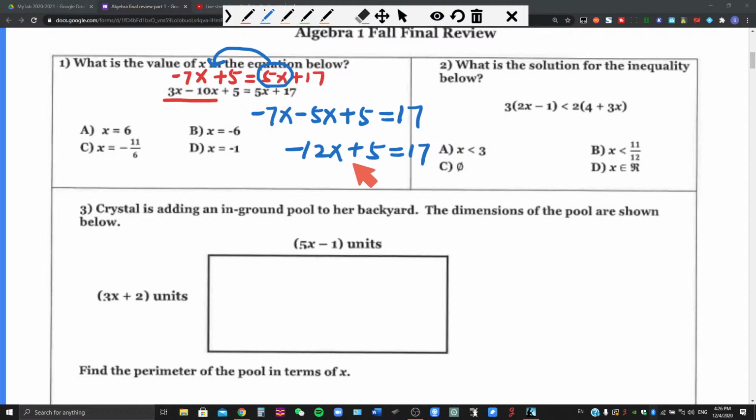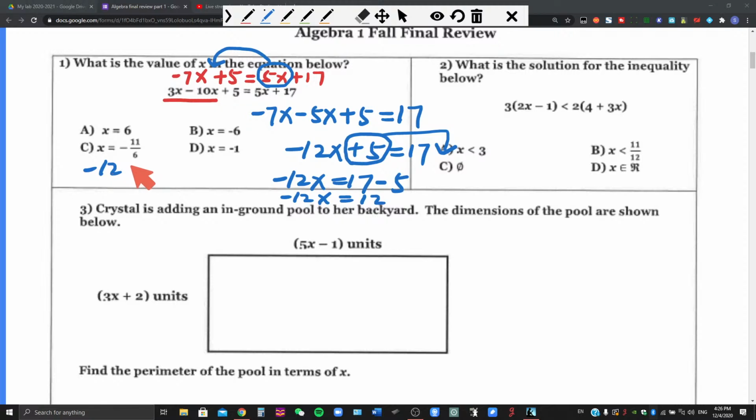And lastly, we want to separate this 5 to the other side. So we are going to move this 5 to the other side. Remember, when you move it, it will flip the sign. Therefore, we will have negative 12x equals 17. Here, this one will become a negative 5. 17 subtract 5 is 12. So we have negative 12x equals 12.